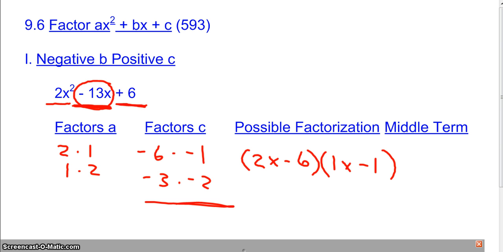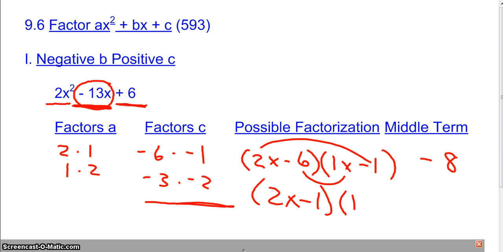Okay, so when we do it this way, what does our outside, inside give us? What is 2x times negative 1? And negative 6 times 1? So negative 2 and negative 6 give us negative 8. Is that the middle term we want? No. So let's try Cameron's way. 2x minus 1 and 1x minus 6. So we just switched the factors of 6 and 1.